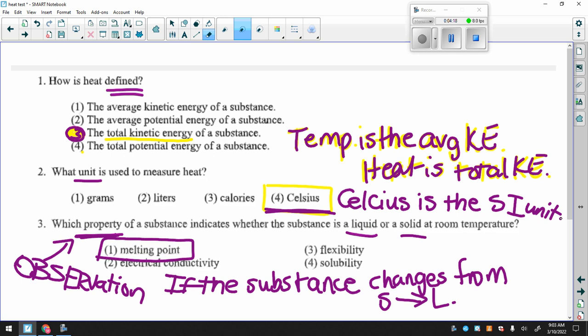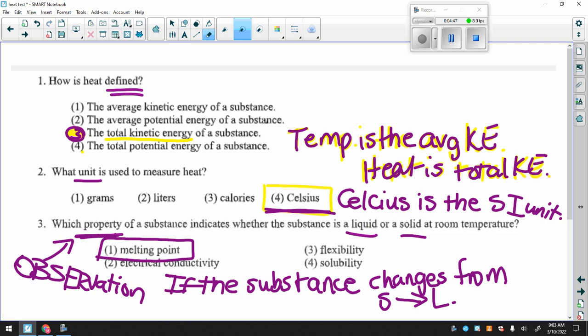Flexibility is just malleability. That's a property, but malleability means change shape. Are we talking about changing shape? No, we're talking about changing phase. And we're talking about changing kinetic energy. Solubility, we're not changing phase. We're just dissolving. And electrical conductivity, we're not changing phase. We're just letting electricity run through us. So the only answer that could be correct is melting point. You ready for the next one?